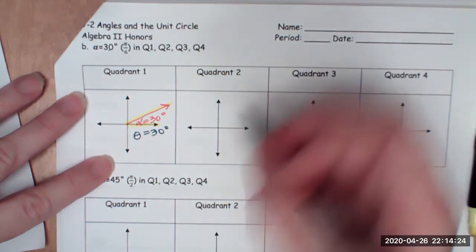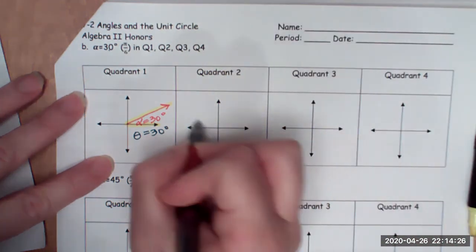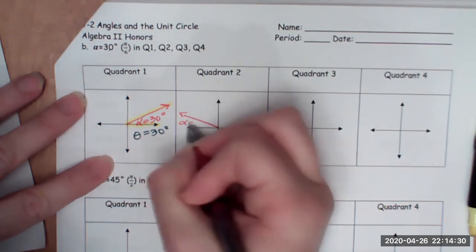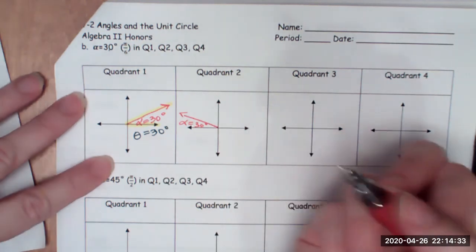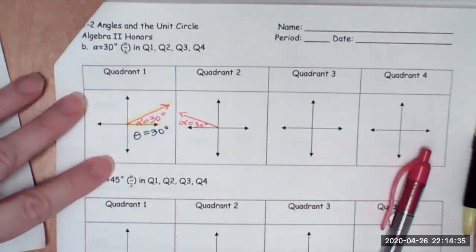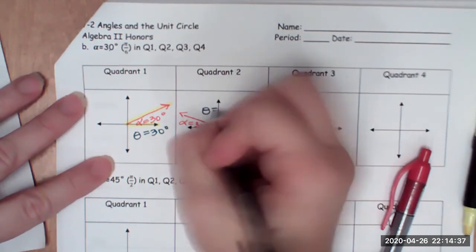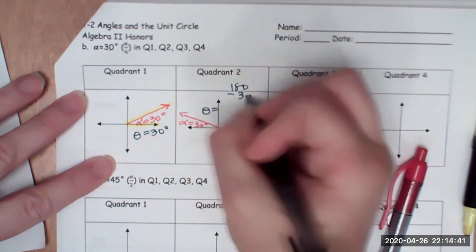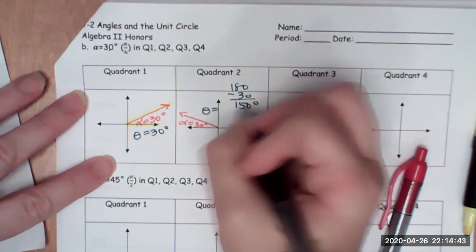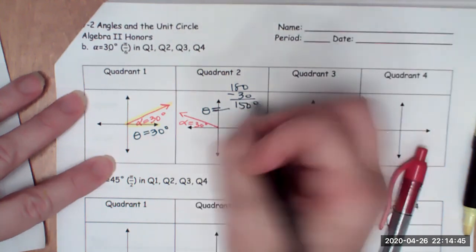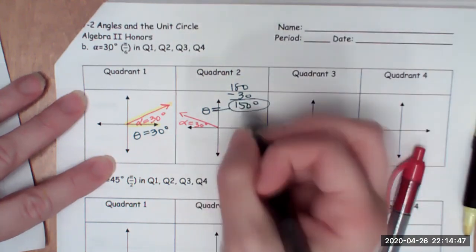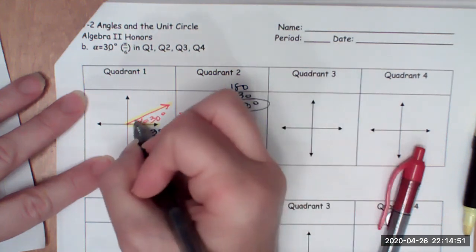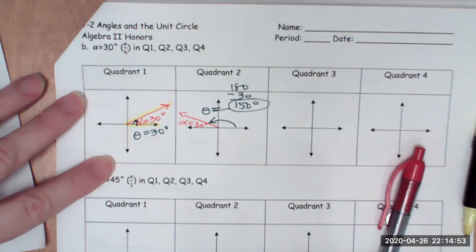Looking in quadrant 2, here's 30-degree angle in quadrant 2. Alpha equals 30 degrees. Again, I'm going to go with the simple one here. I'm going to say theta is equal to 180 minus 30, so theta is 150 degrees, okay? And that would be theta right here. In fact, let me draw the arrow for this one as well, okay?